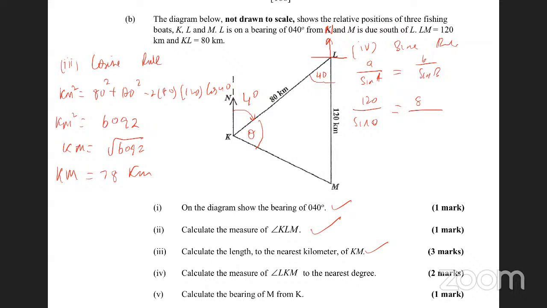The next is 80 over, sorry, can we use length 80? No, because we don't have the opposite angle. We use KM. KM was 78, so it's 78 over sine 40. Cross multiply, work it out.